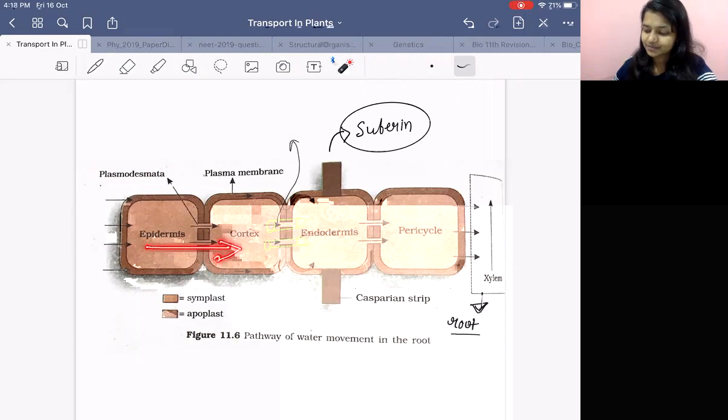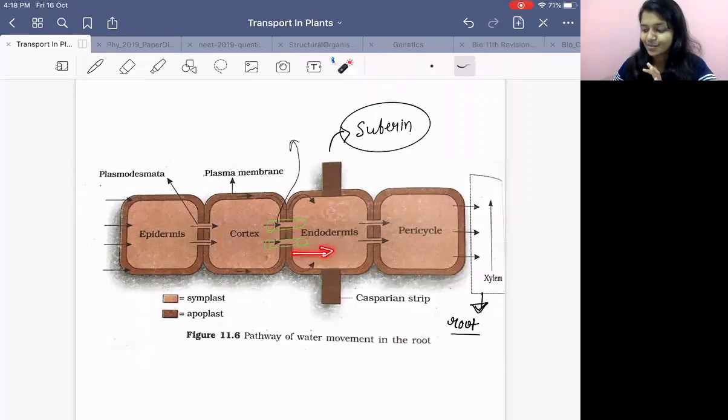Epidermis to cortex, they are coming easily by apoplast movement, through the cell wall and intercellular spaces. Once they reach the endodermis, there is a problem of the Casparian strip between the cell walls. It will not allow the water to cross. So water has only one path to enter the endodermis, the cytoplasm. So it crosses the plasma membrane through the plasmodesmata and reaches the cytoplasm of the endodermis. Then it reaches the pericycle. And finally, the water reaches the xylem. Is it clear?